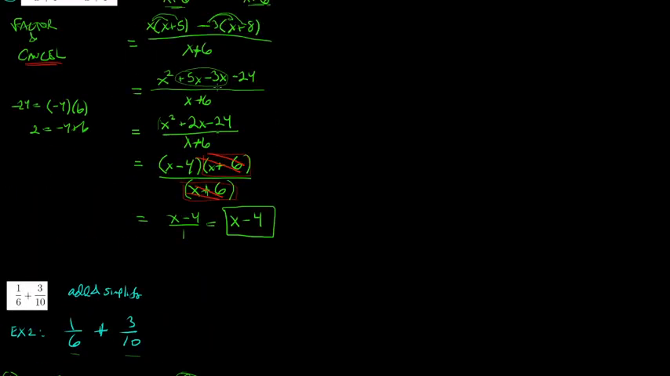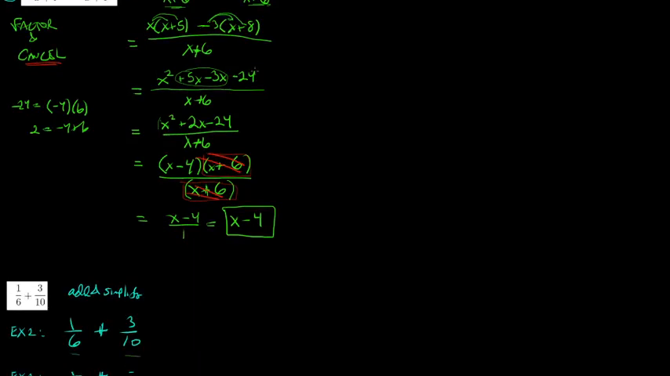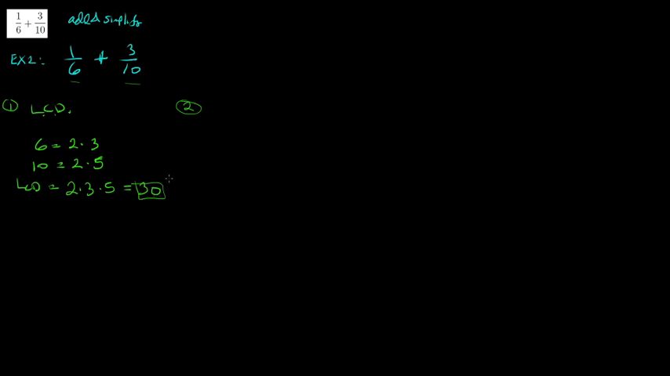Step 2 is to rewrite each fraction so the denominators are the LCD. The denominator has to be 30 here. Okay, so let's go back to the original problem here. We have 1 over 6, leave some space, plus 3 over 10, right? And we need to multiply by whatever's missing here, right? So we want the denominator here to be 30, but we only have a 6. So let's see what's missing.